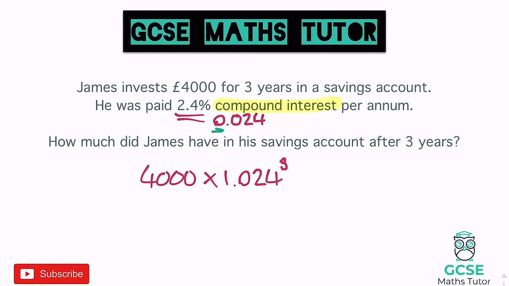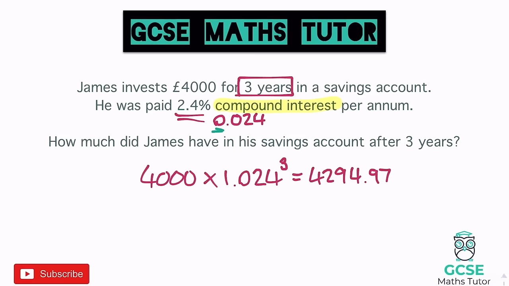So however many years it is in the question, in this case it was 3 years, we can just put a little power of 3 there, and that actually does it for us. So if you go ahead and type that in, 4,000 times 1.024 power of 3, press equals, and you get the answer, £4,294.967, but we'll round it to the nearest penny, 97p.